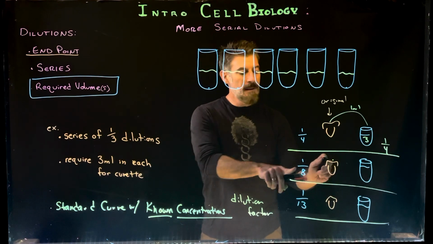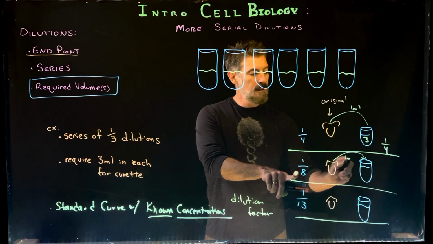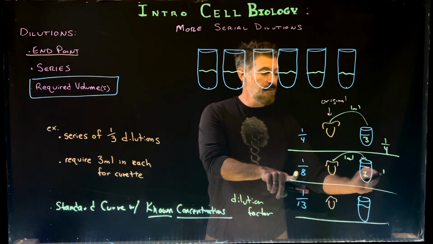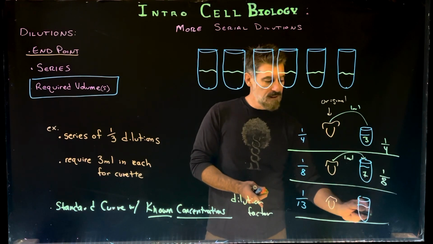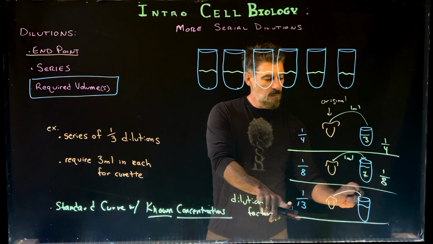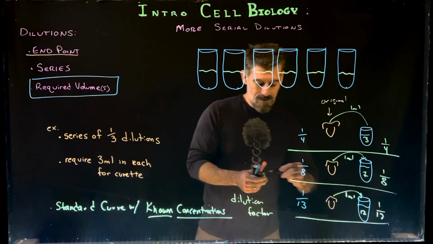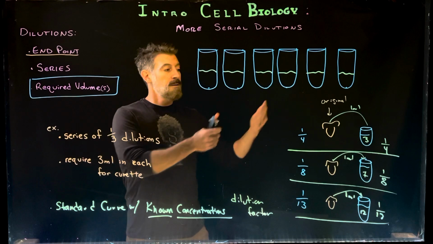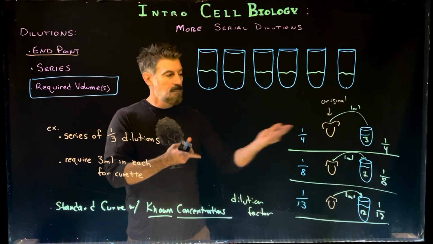From here, if I want to make a 1 to 8 dilution, that means I'm going to take 1 milliliter from the original and add it to 7. 1 plus 7 is 8. That's the way you just follow. If I need to make a 1 to 13 dilution, I would take 1 from here and add it to 12. 1 plus 12 is 13. So you see it's really simple. You're adding 1 to some number to get the total dilution factor, and that number is just 1 less than whatever your goal is.